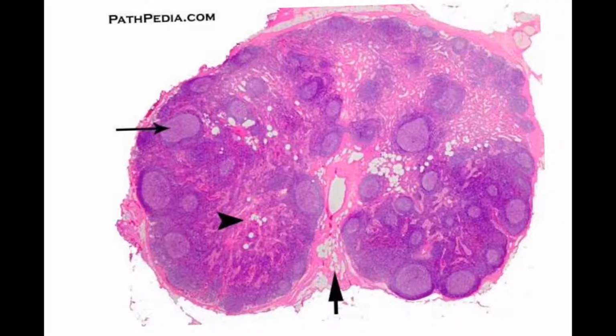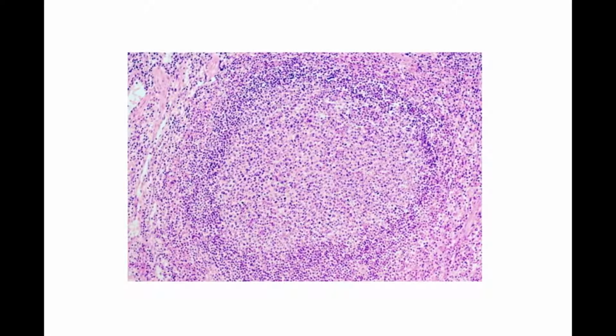This is a low power view of a normal lymph node, and here on the outside you see several lymph node follicles. This is a high power view of those lymphocyte follicles, and here on the outside you see that we have a bunch of small lymphocytes, and on the inside we have a mixture of both lymphocytes and histiocytes.